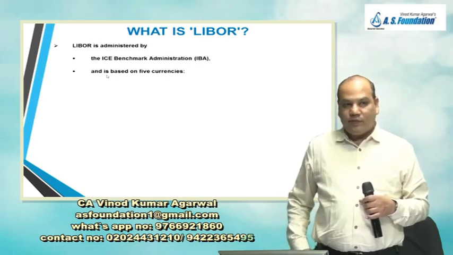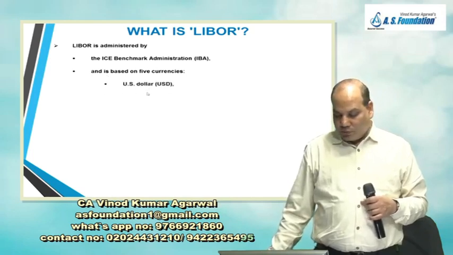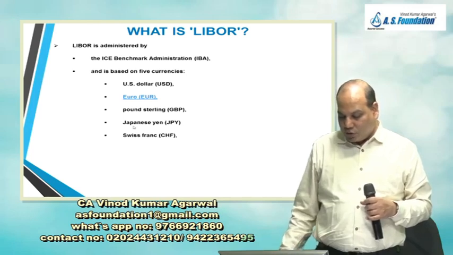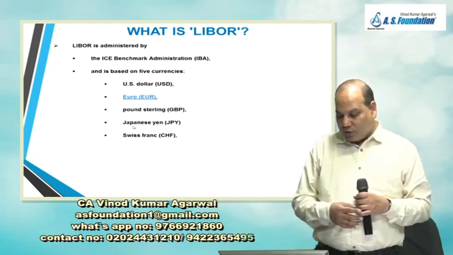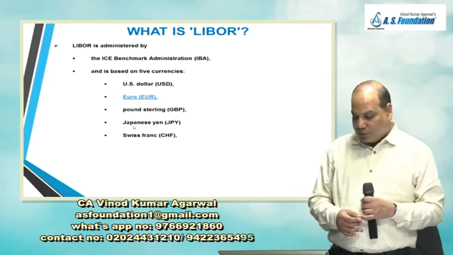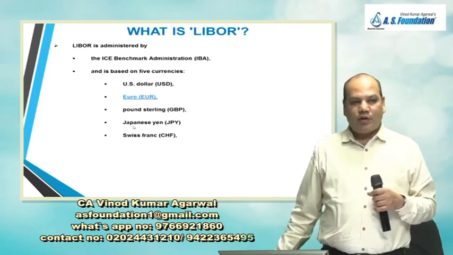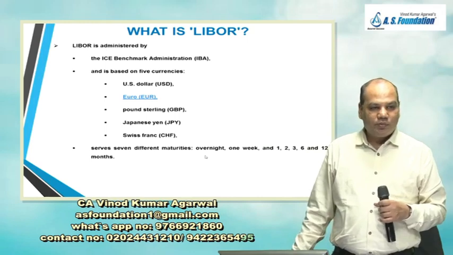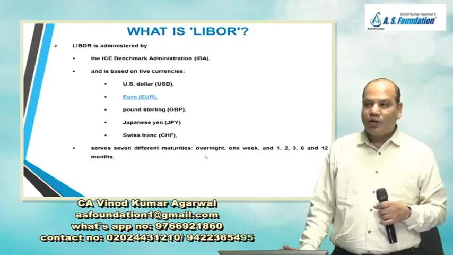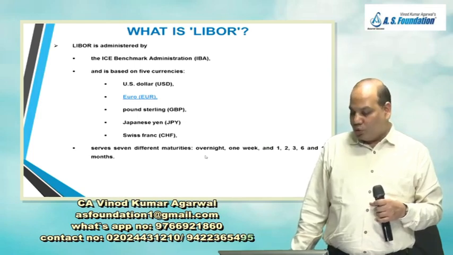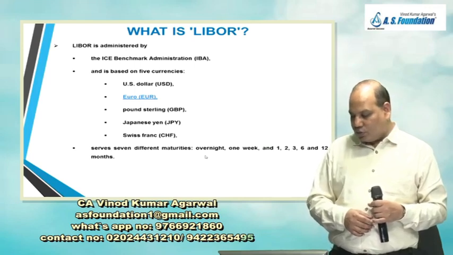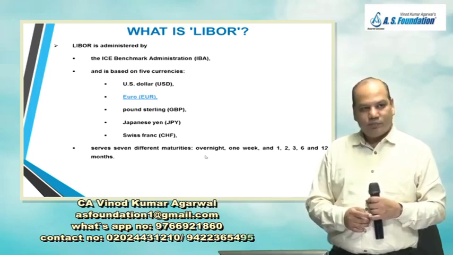And it is based on 5 currencies. So this can be a question for you. Which are the 5 currencies for LIBOR calculation? So these are the 5 world famous strong currencies like Euro, USD, Pound, GBP, Japanese Yen, JPY, and Swiss franc, CHF, and serve 7 different maturities. That means LIBOR is available for 7 different maturities. Overnight means for 1 day or 1 week, 1, 2, 3, 6 and 12 months.